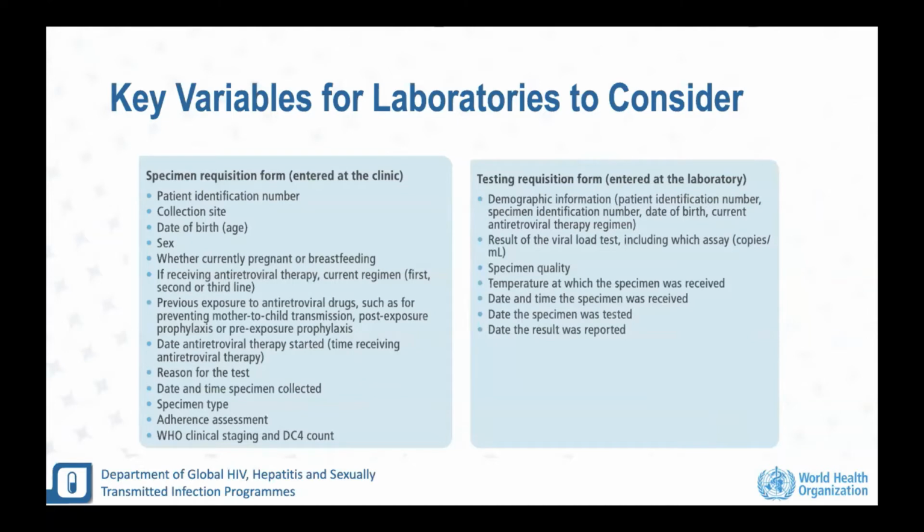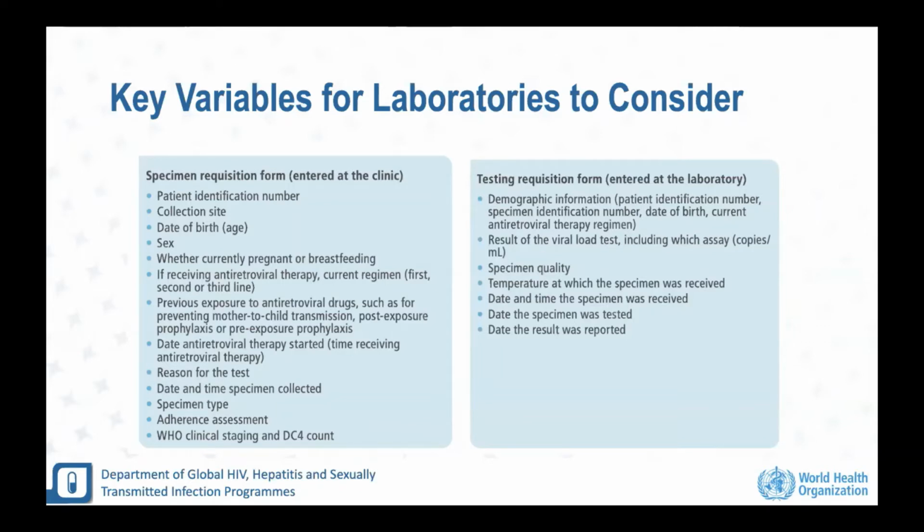The first example of a form that's used during the monitoring and evaluation process is the specimen requisition form. This is typically filled out at the clinic and then sent to the lab to identify the blood specimen or dried blood spot specimen used for viral load testing. It includes the patient information number, where the specimen is being collected, and demographics of the patient, such as date of birth, sex, antiretroviral therapy status, the date and time the specimen was collected, and the type of specimen.